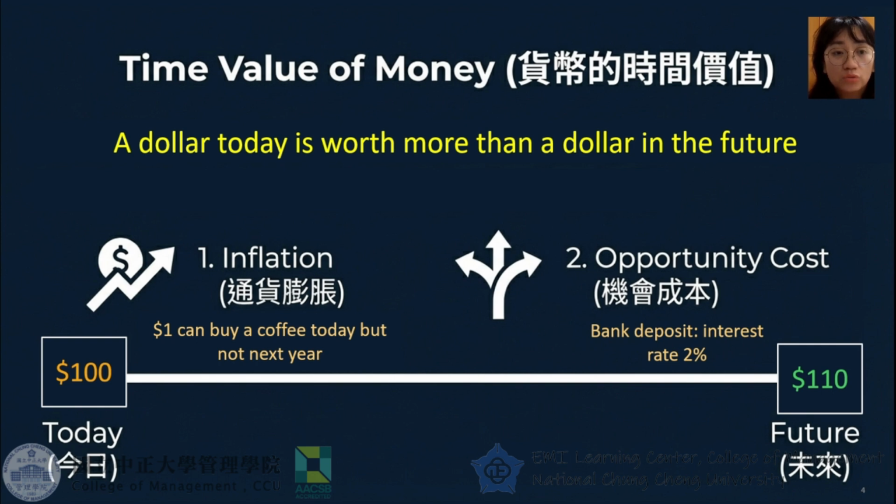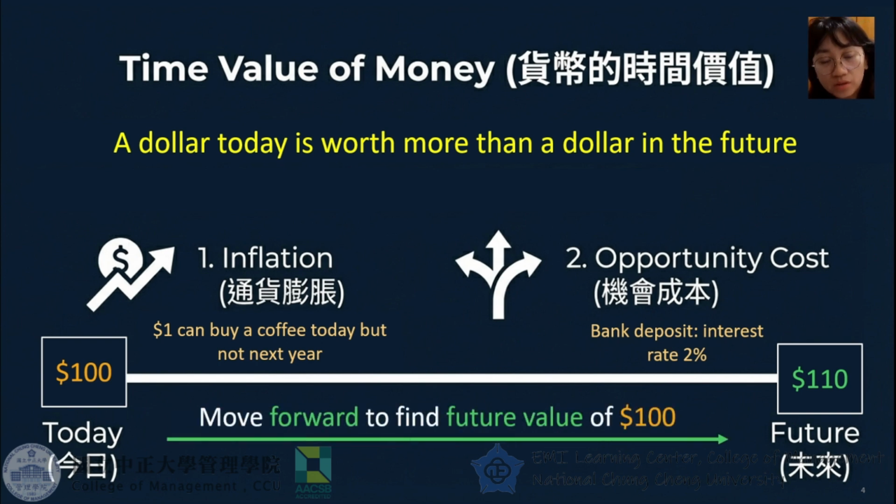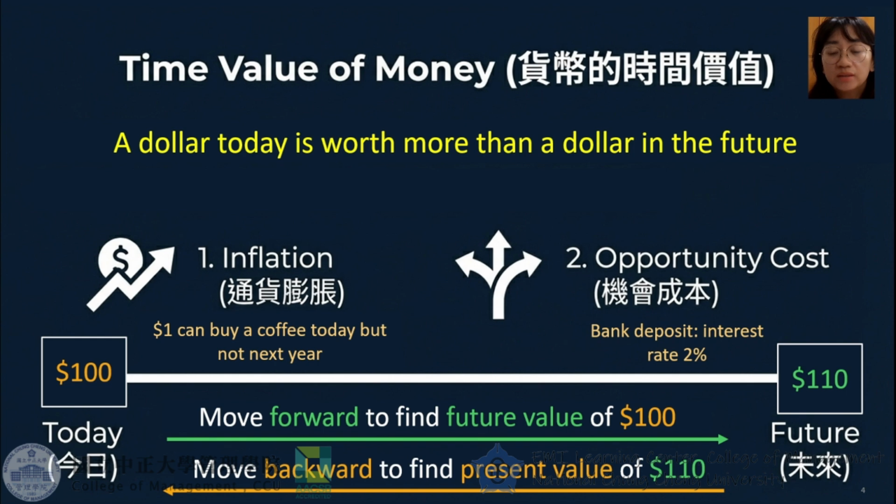Think about it. To compare them, we need to bring them into the same point in time. That means we can move money forward. That means we convert $100 to the future, which is 1 year from now. Or we move the money backward. We convert $110 to the value right now. Right? Do you agree with me? But how do we do so? Let's move on to the next slide to see.